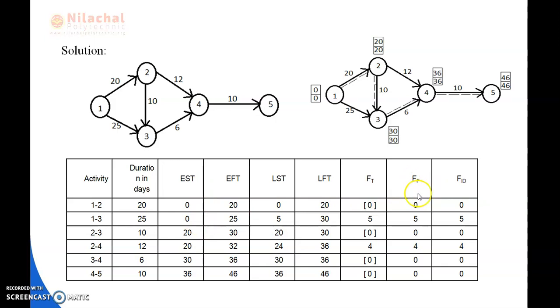Next is the free float. You can see here 0, 5, 0. While subtracting, we take it as 0. Next is the independent float, which is the total float minus the free float. So we get 0 here. Where the free float is 0, we take it as the critical path.